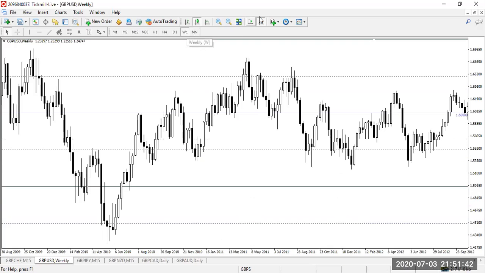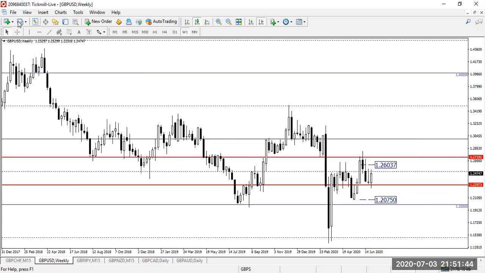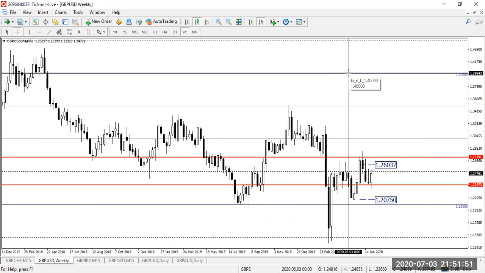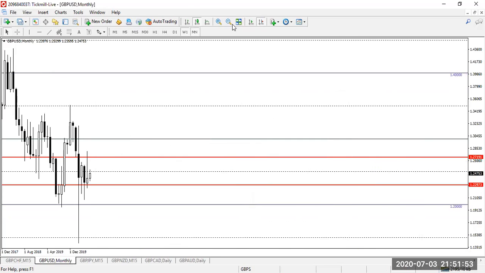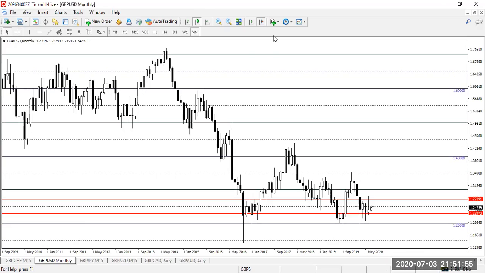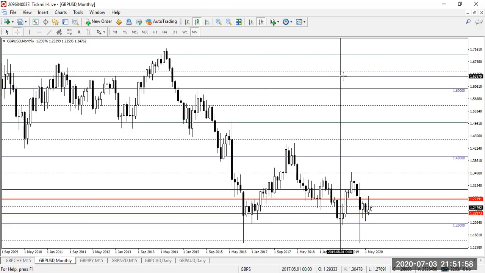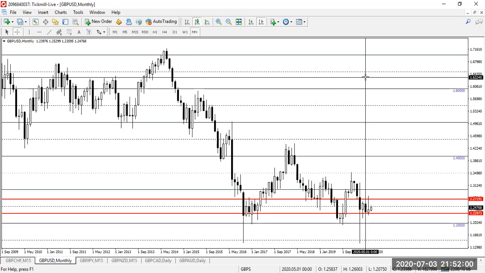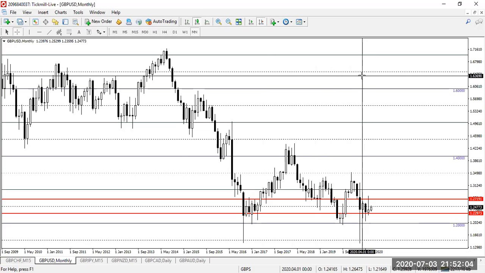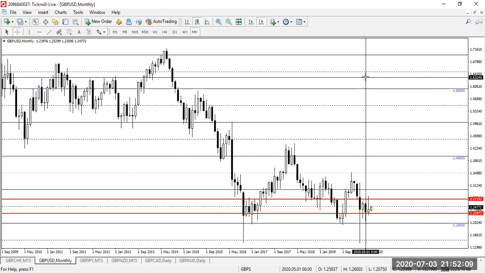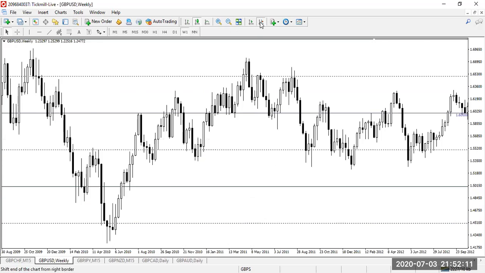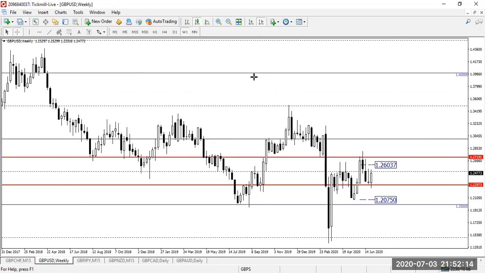Again, I go to the weekly time frame. Okay, this is April. Okay, so this is the last candle. Okay, we are now working on the month of June. We want to see what will happen in June. So I go to weekly and go to the last week of the month of May now.